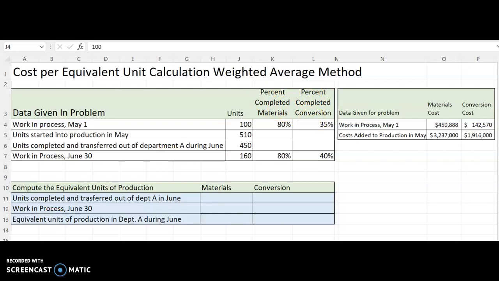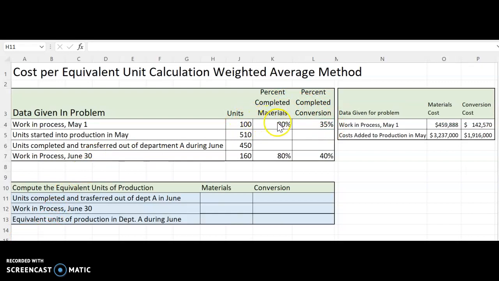Now you might be thinking there's three things involved in inventory: materials, direct labor, and the overhead. But we only have two here because conversion includes two components: the direct labor and the overhead. So we have the units of 100, and we have a percentage in regard to the materials, and we also have the percentage in regard to the conversion.